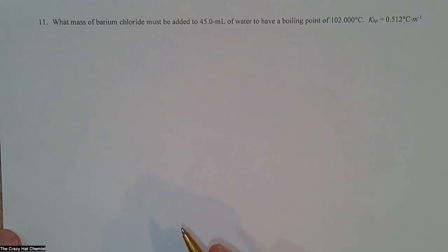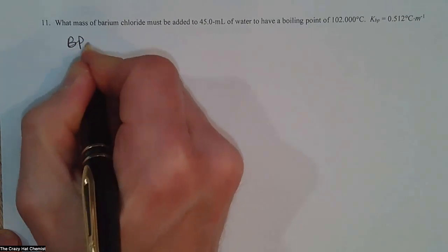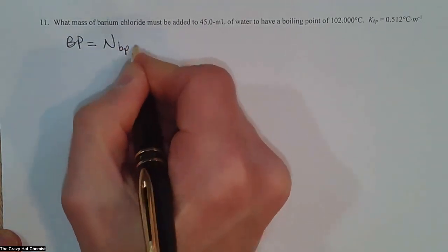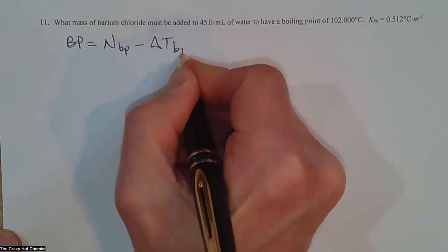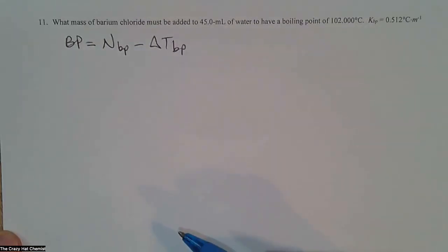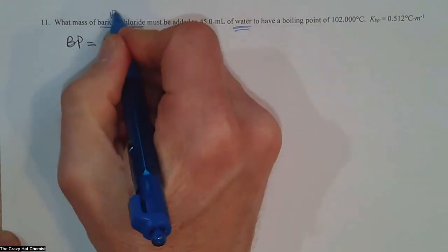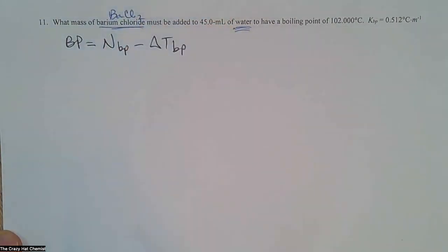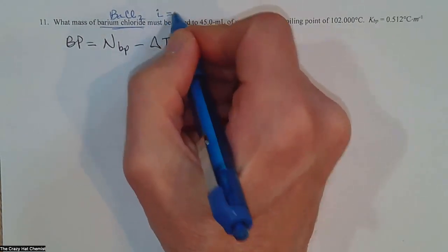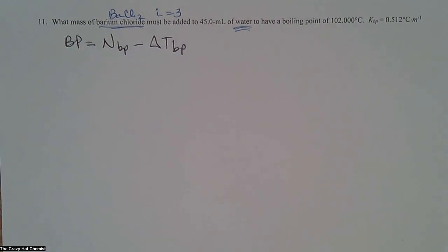So the first thing that we're going to do is say a boiling point is equal to the normal boiling point minus the change in temperature of the boiling point. Okay, so we need to figure out what is the solute, what is the solvent. It says that we have water and barium chloride. Barium chloride is BaCl2. That's a group 2 barium and chloride halogen, and that is the solute. It has a Van't Hoff factor of 3 because there is 1 cation, that's the barium. There are 2 chlorides, and that's 1 plus 2. That is a Van't Hoff factor of 3.